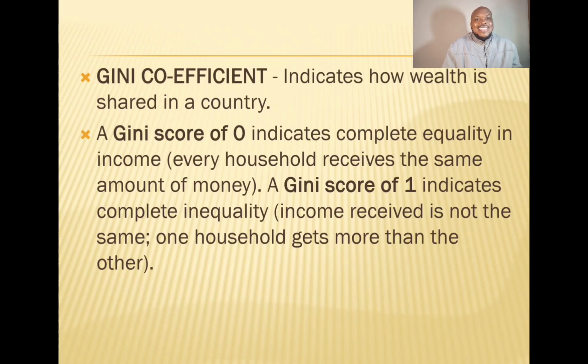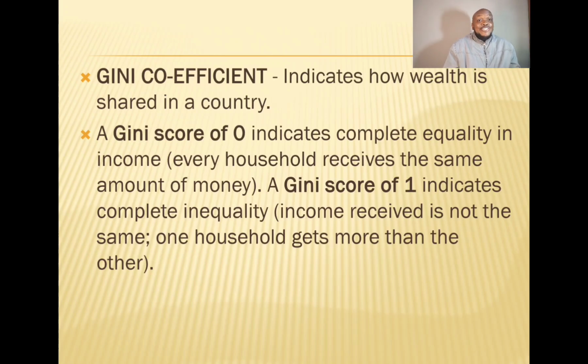Then another economic indicator that we have is the Gini coefficient. It indicates how wealth is shared in a country. A Gini score of 0 indicates complete equality in income, which means that every household receives the same amount of money, but it can't get to 0. What you need to understand in this regard is that if we have a Gini coefficient that is closer to 0, it shows that at least the majority of the population are doing well economically. They can afford things, right?